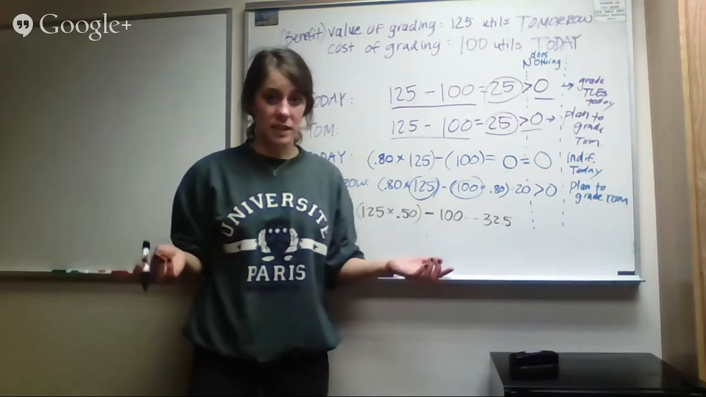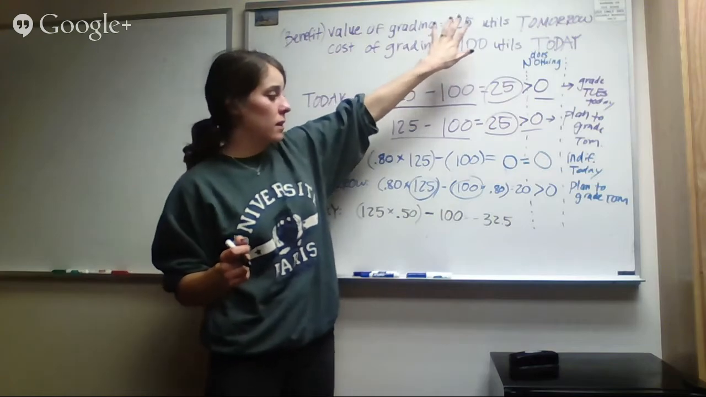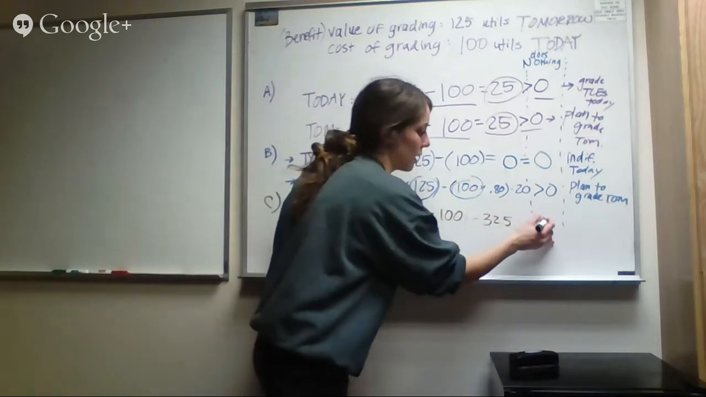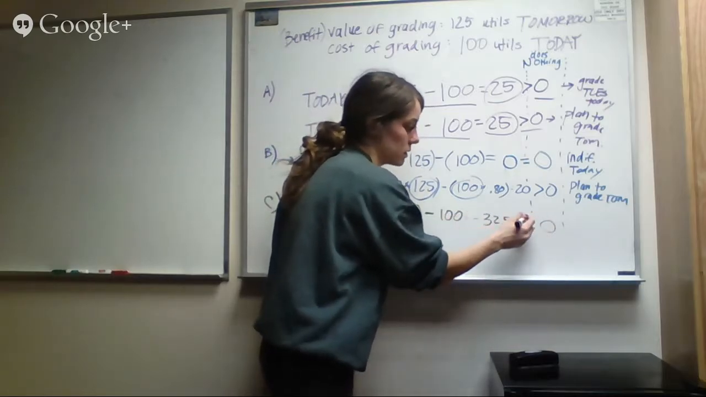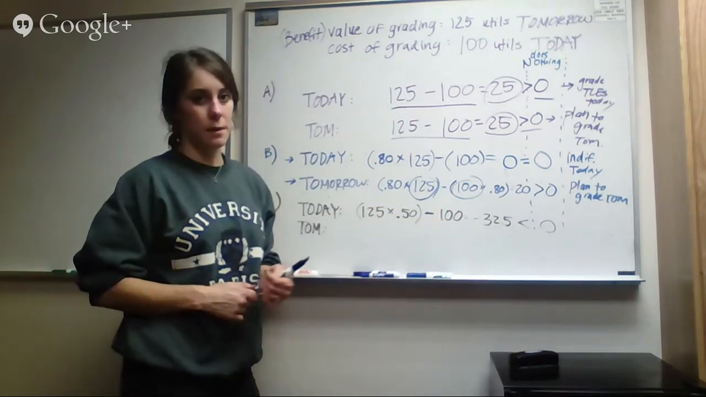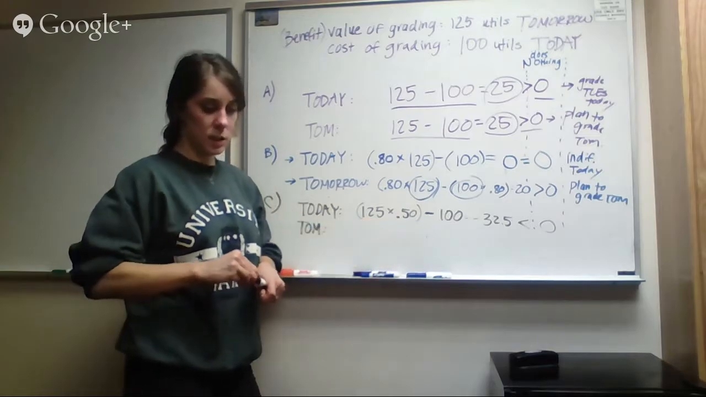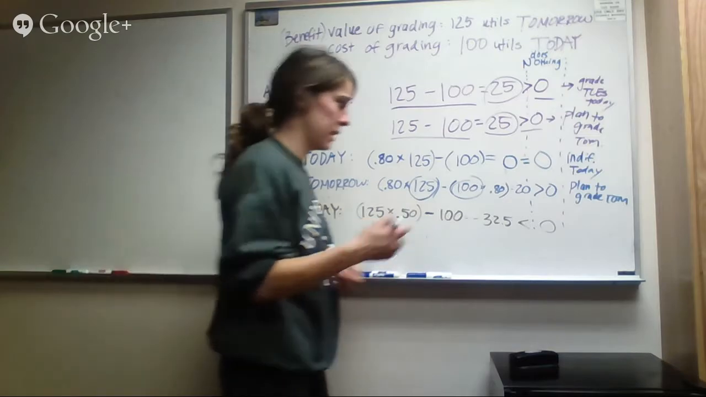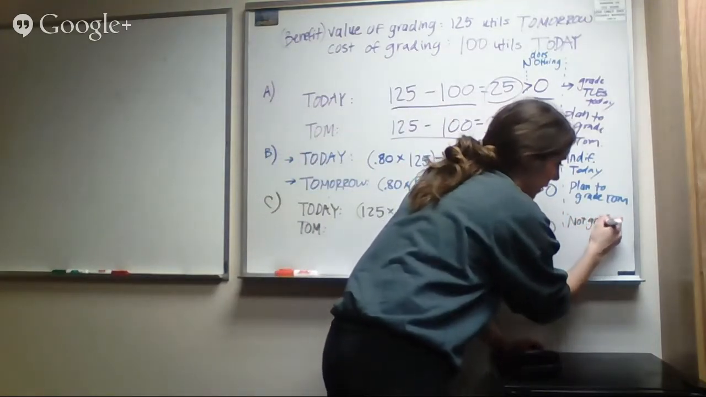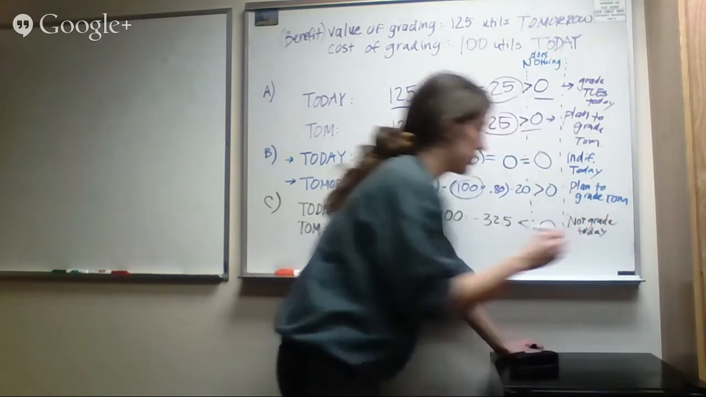And if he doesn't decide to grade today, if he doesn't get this benefit and this cost, then nothing happens. He doesn't get any utility out of doing nothing. So we compare this negative 32.5 utils to the 0 of doing nothing, and he would actually be worse off if he graded today because he values his time today more. So it's not worth it for him to grade today. So he's going to plan to grade tomorrow, or maybe he'll plan to grade tomorrow. We have to look. Not grade today, for sure.